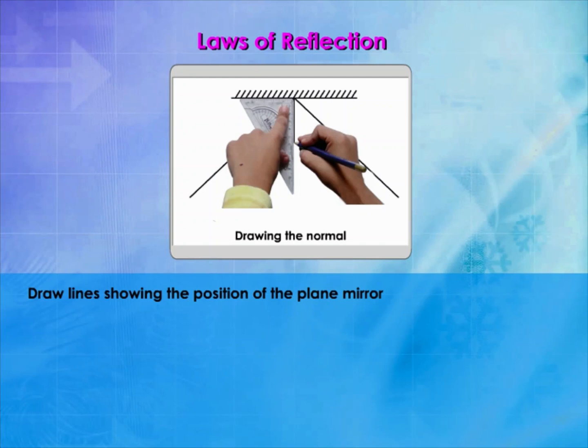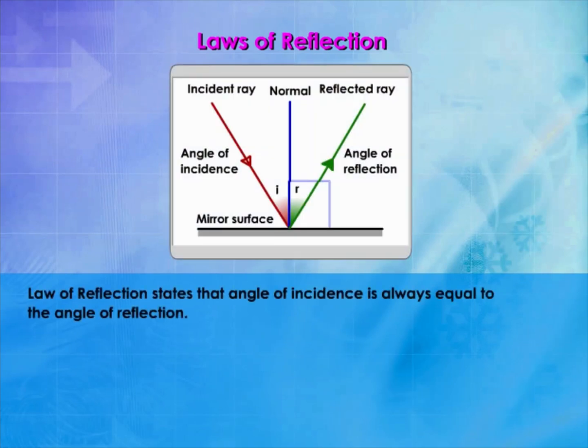Draw a line making an angle of 90 degrees to the line representing the mirror at the point where the incident ray strikes the mirror. This line is known as the normal to the reflecting surface at that point. The angle between the normal and the incident ray is called the angle of incidence, angle I. The angle between the normal and the reflected ray is known as the angle of reflection, angle R. If the experiment is carried out carefully, it is seen that the angle of incidence is always equal to the angle of reflection. This is known as the law of reflection.